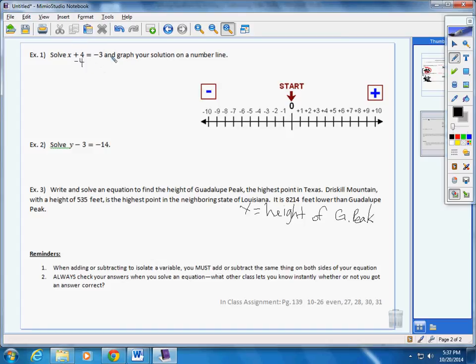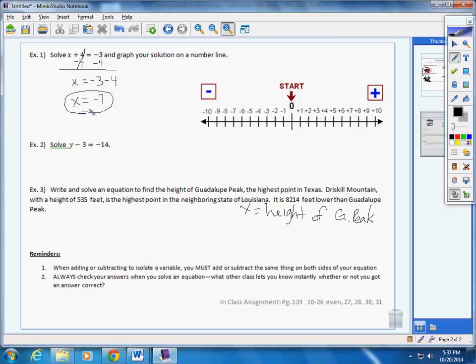But in order to maintain a true statement here, I've got to do the same thing on the right side. So there's that. What do I have left over? Well, my 4 and my negative 4 cancel out, and I just have x. And then I should have negative 3 minus 4. I'm writing that out so you can all see what it should look like. So when you simplify that, negative 3 minus 4 is negative 7. So that's our answer.